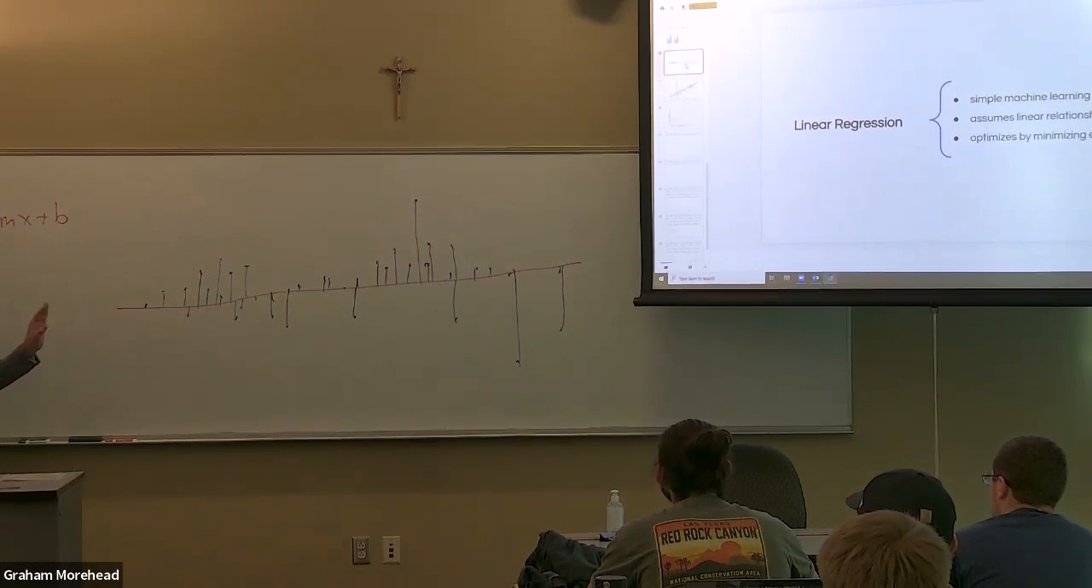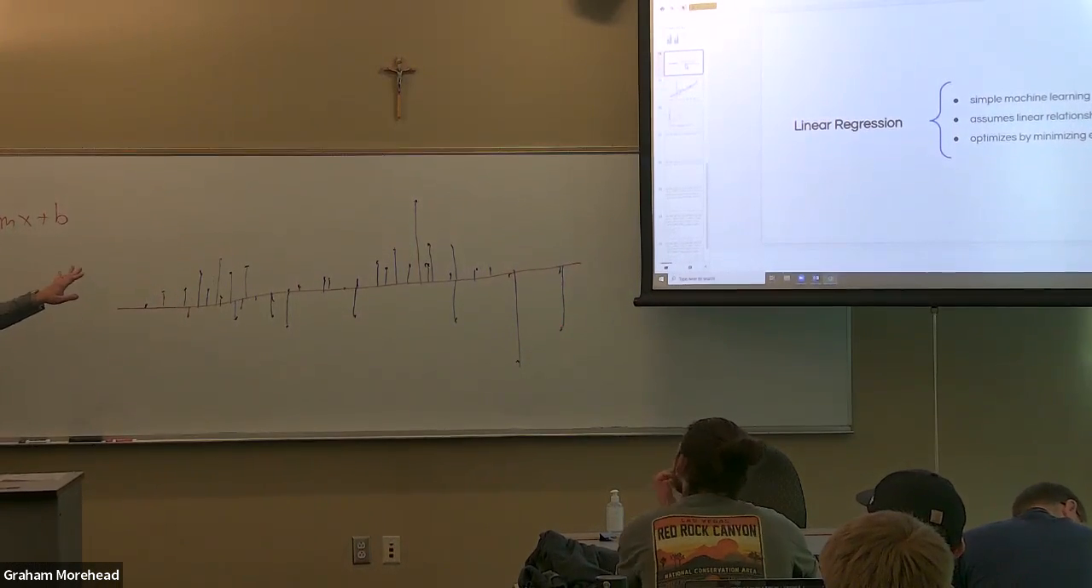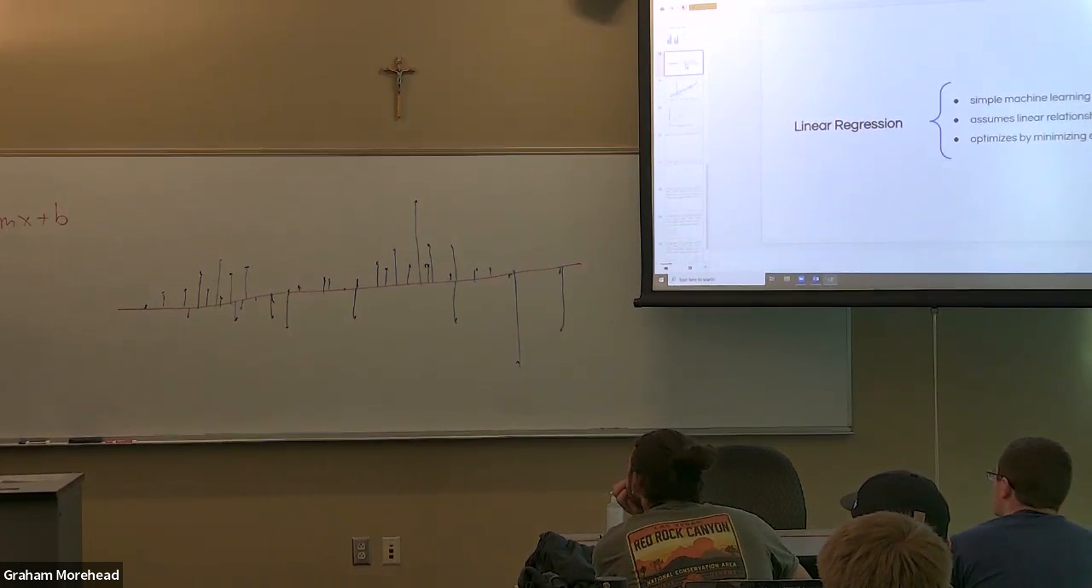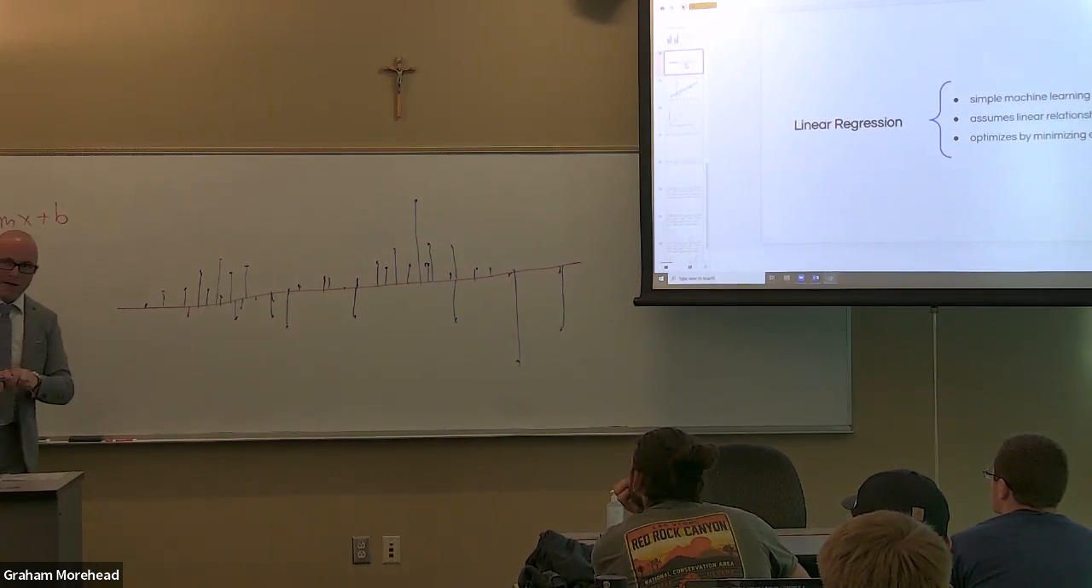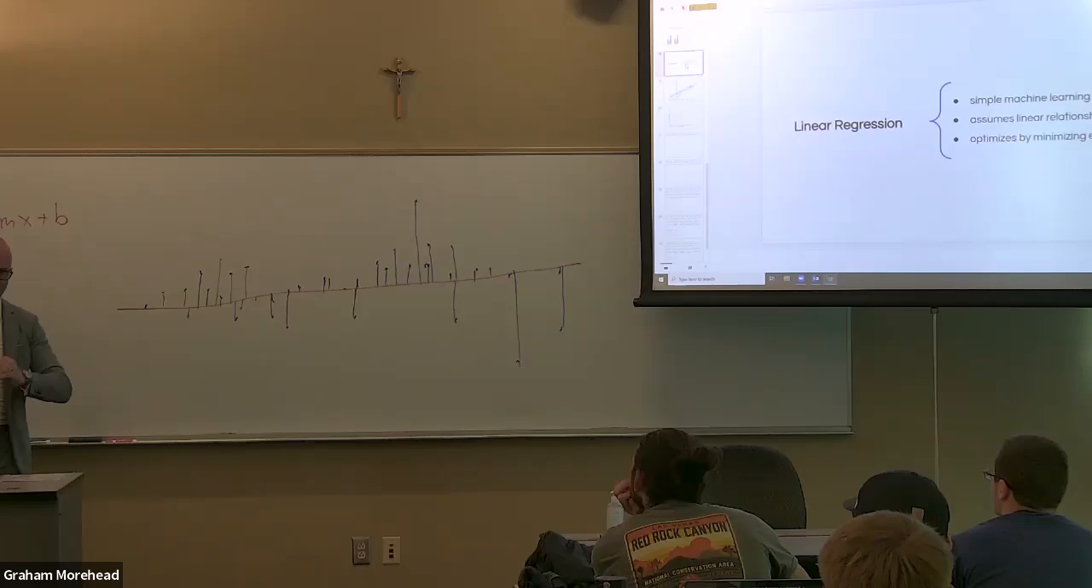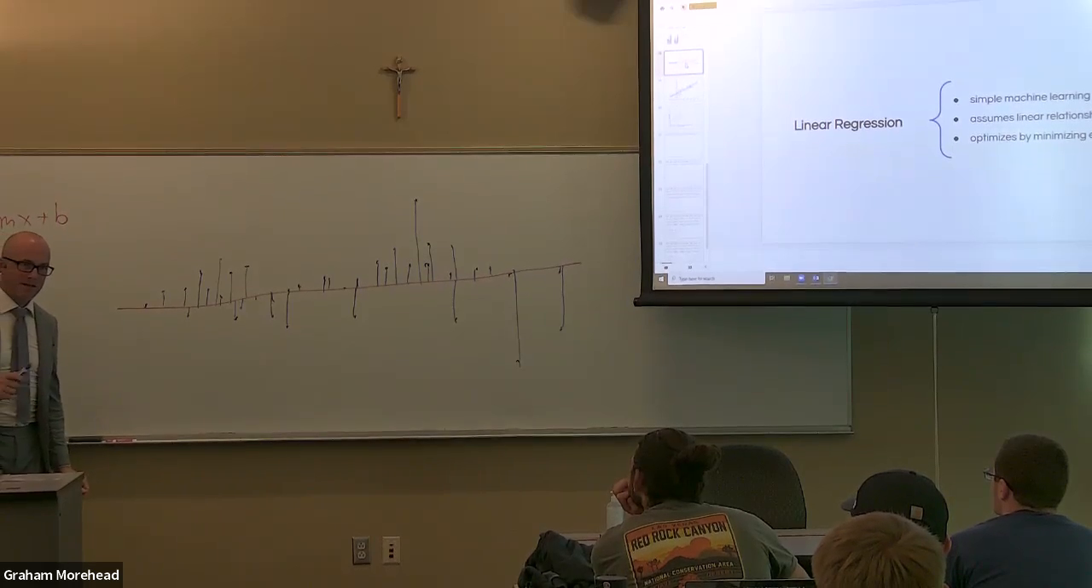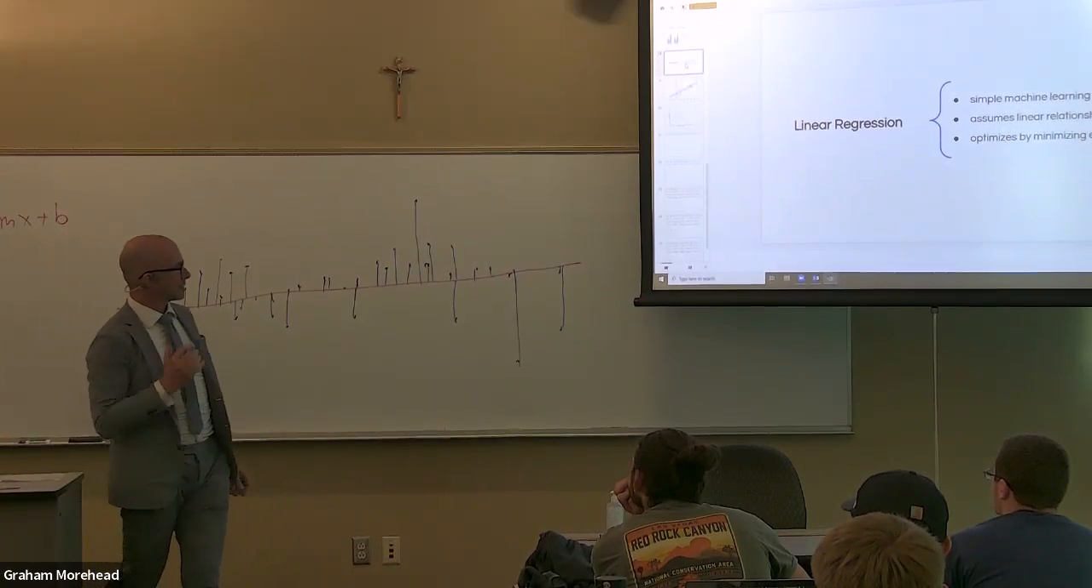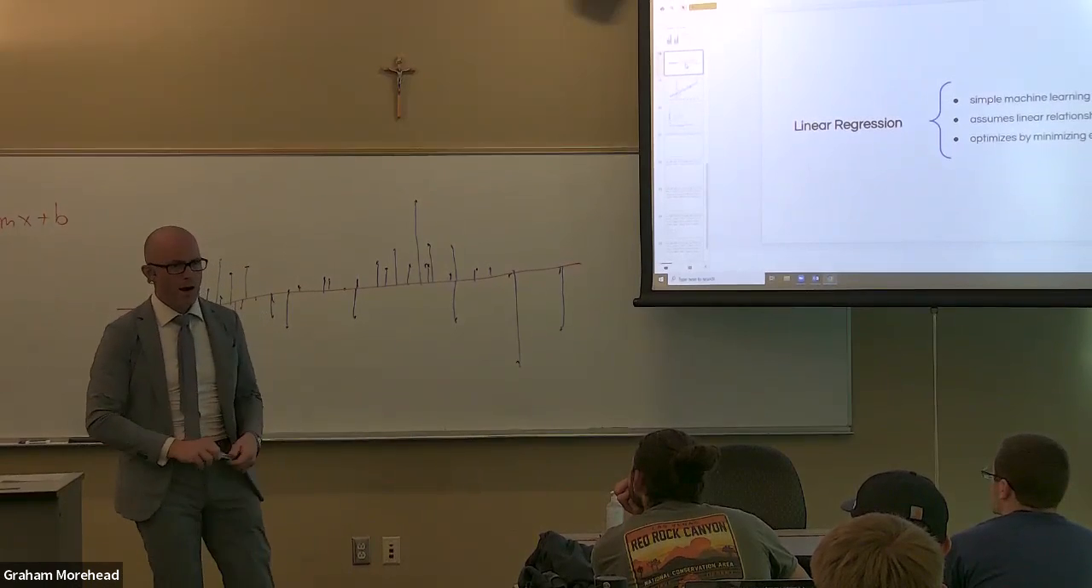Somewhere along the lines, statisticians determined that minimizing the squares is better than minimizing the absolute value of the errors. Why?